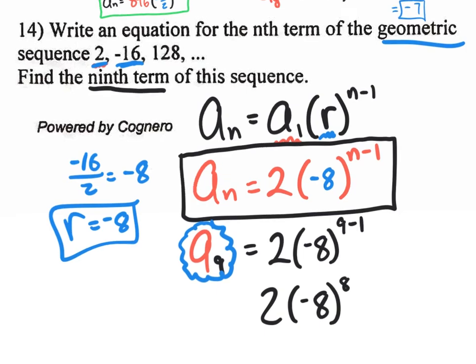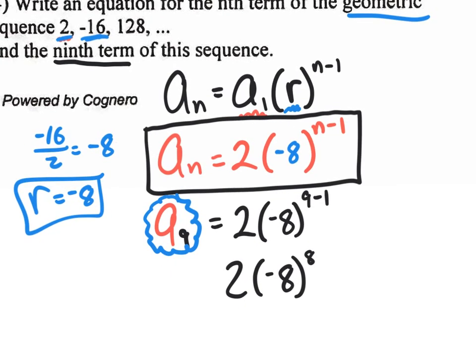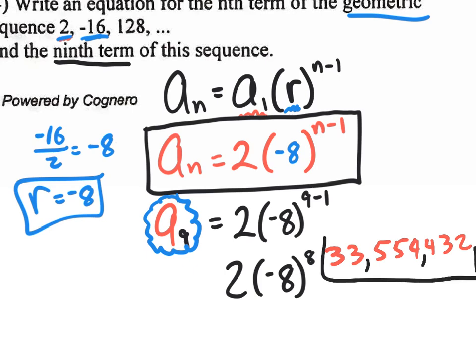And on the calculator, we get a huge, huge number. We get 33,554,432. Yeah, that's my phone number. I'm just kidding, it's not. No, I'm joking. So 33,554,432. That is your 9th number on this list.